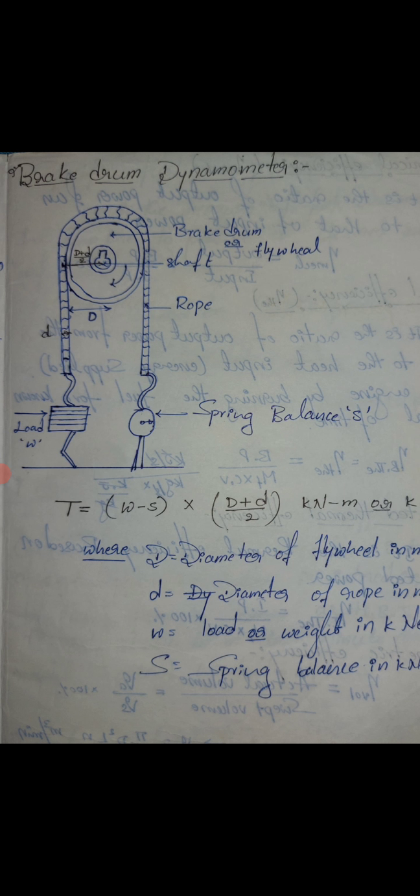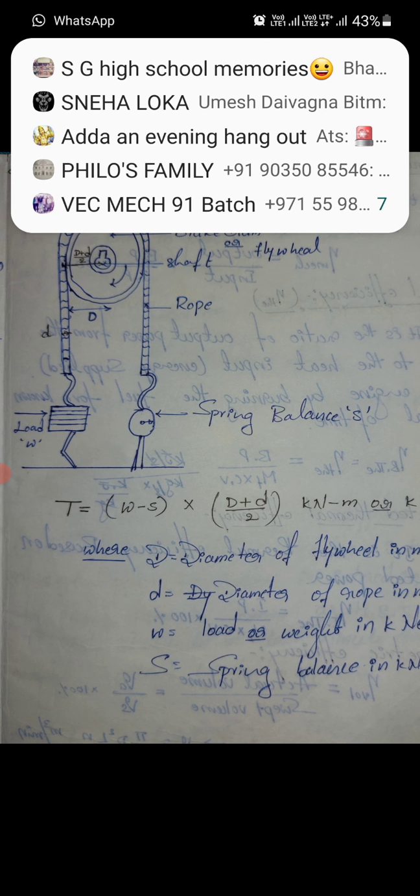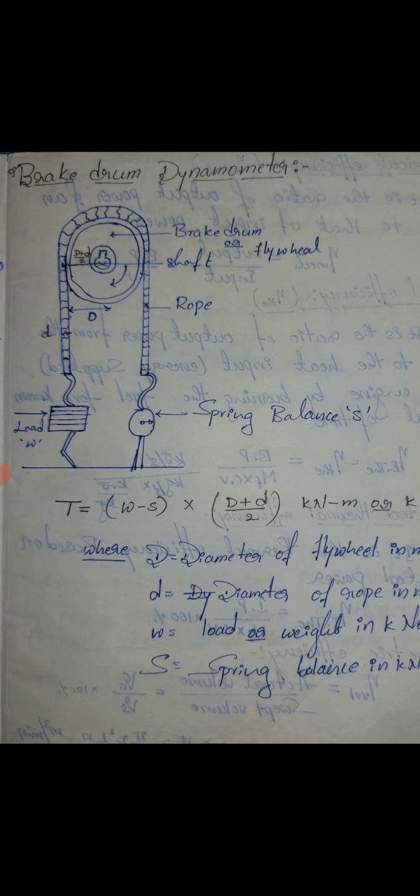If W is given in kgs, you have to convert it into newtons by multiplying by 9.81. I am going to repeat this once again: in some cases they may give the load directly in newtons, and sometimes in kgs. If it is given in kgs, multiply by 9.81 to convert into newtons. The force applied is W minus S, and the perpendicular distance is rope dia plus brake drum dia divided by 2. Rope dia is small d, and brake drum dia is capital D, divided by 2.